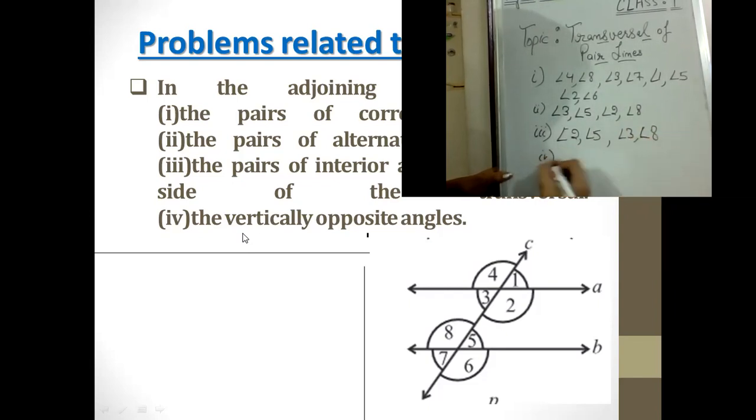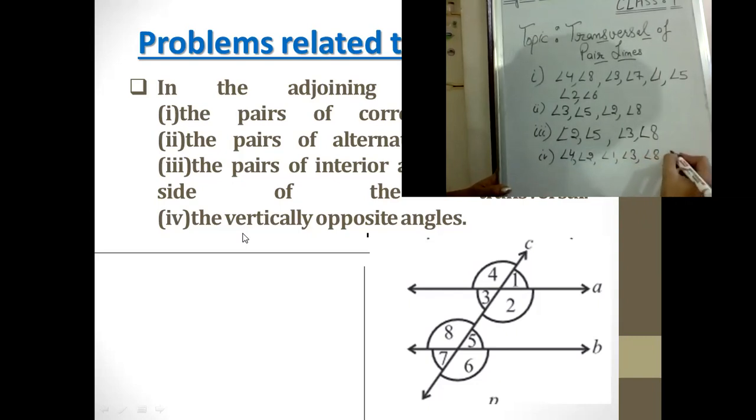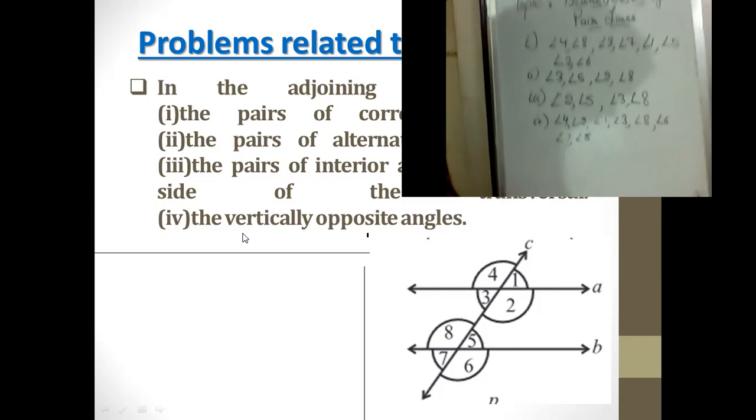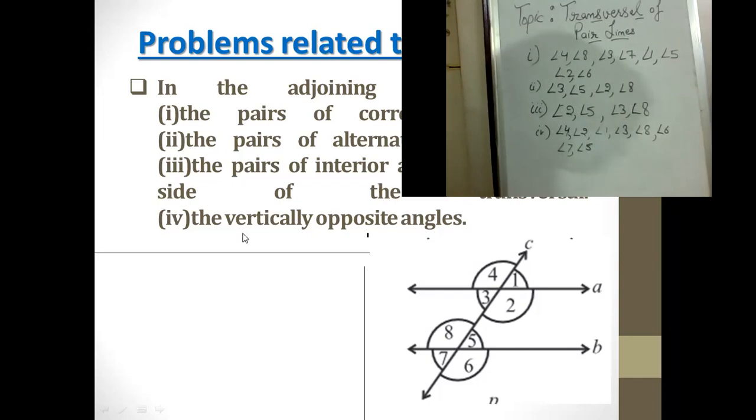What about the fourth option? That was the vertically opposite angles. Now this is what we have done already in previous classes. It is quite easy now. We could be starting with angle 4 and angle 2, angle 1 and angle 3, angle 8 and angle 6, angle 7 and angle 5. Exactly. So we would consider that these will be the solution for this question.